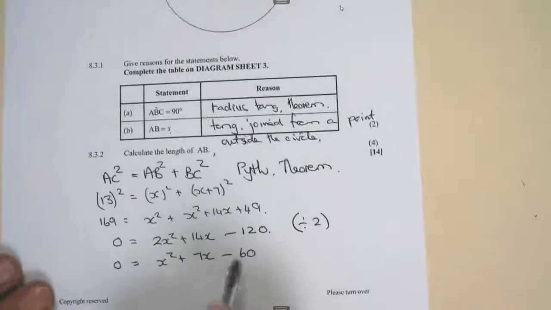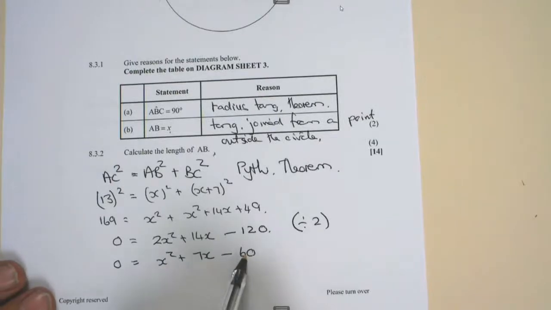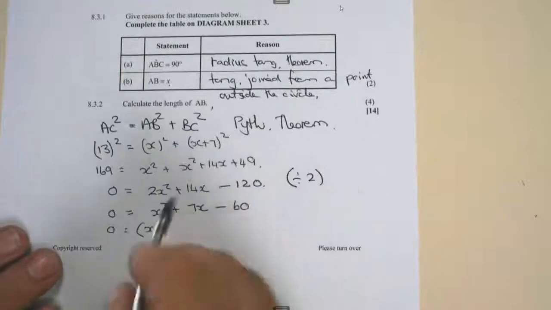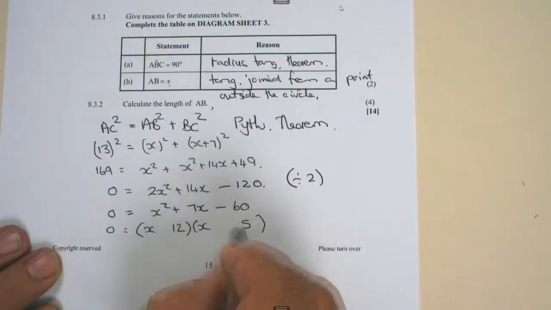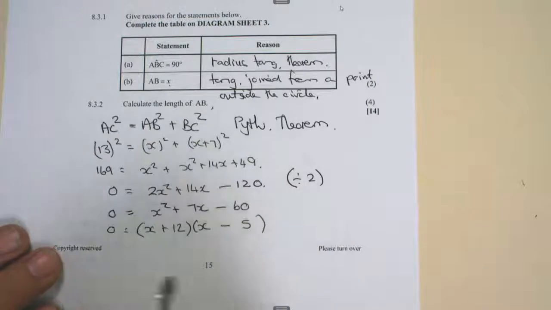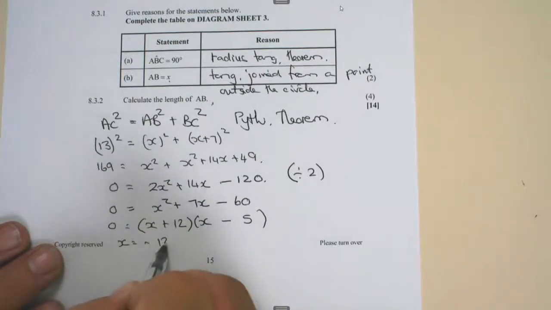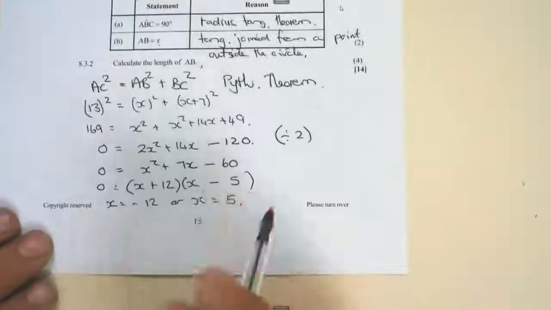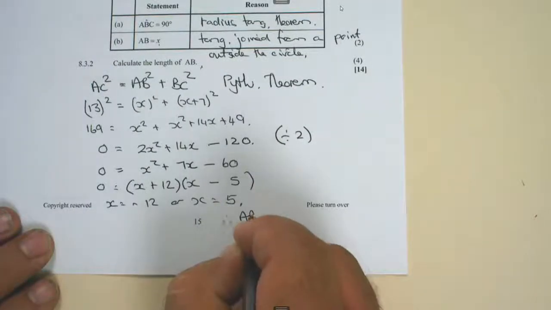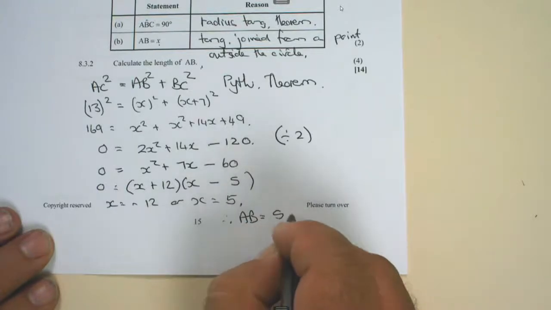Now the factors of 60 are 12 multiplied by 5. So we can find the factors. X squared is x multiplied by x. This here is 12 multiplied by 5 is 60. That's positive, negative. So x is equal to negative 12, or x is equal to 5. But because they say find the length of AB, and AB is x, therefore we can say that AB is equal to 5 units.